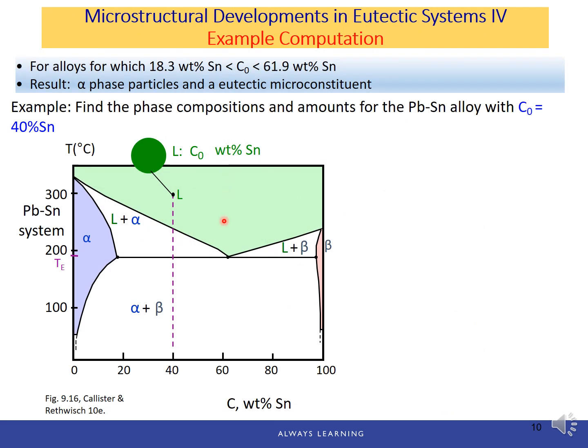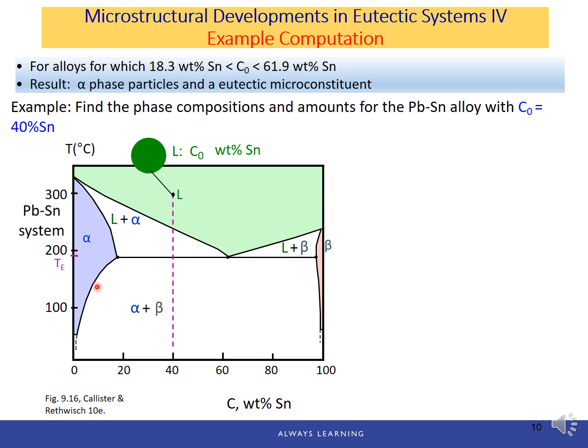Now we know that for the hypoeutectic alloy, which has a composition between the left point and the eutectic composition, for lead and tin system is 18.3% to 61.9% of tin.